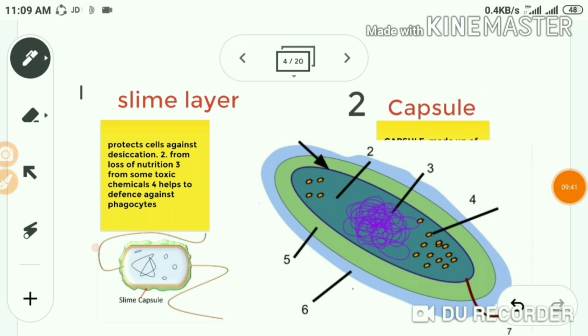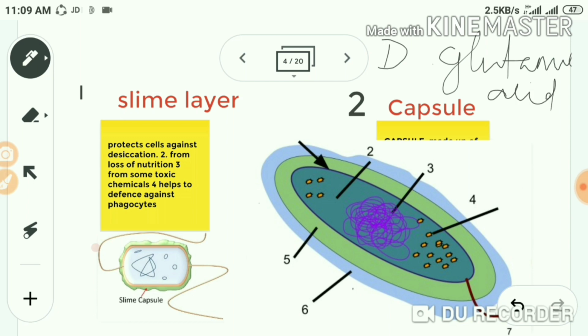Then what about the capsule? It's made up of polysaccharides and some have D-glutamic acid. In the case of the slime layer, I told you the slime layer is made up of glycoprotein, but the capsule is a polysaccharide, and some bacteria have D-glutamic acid.